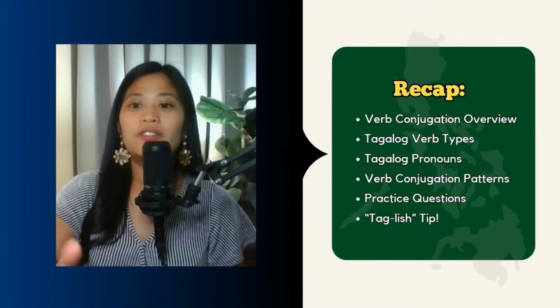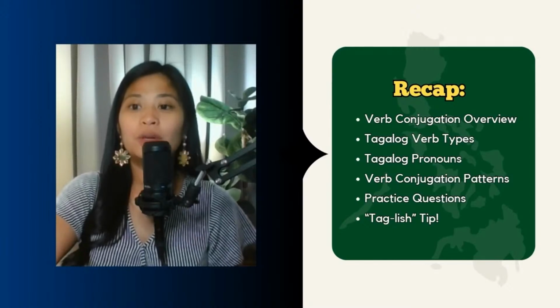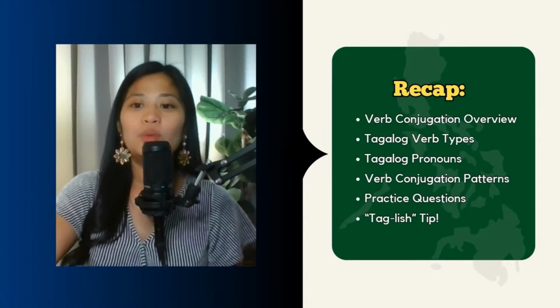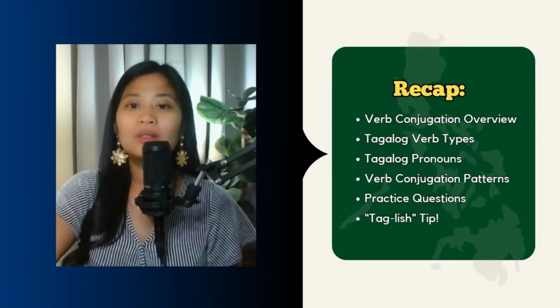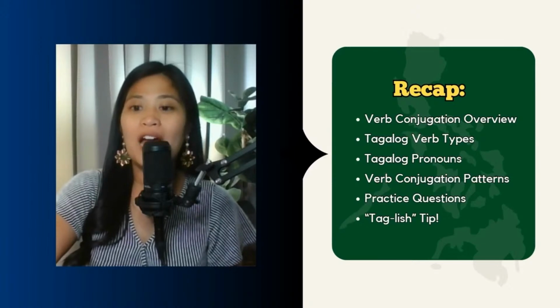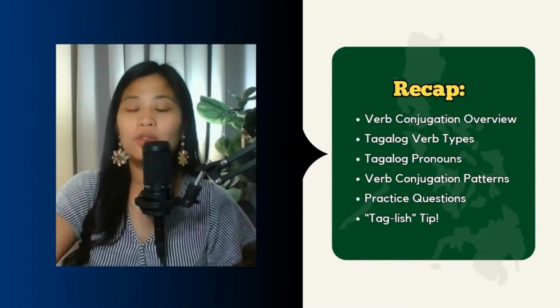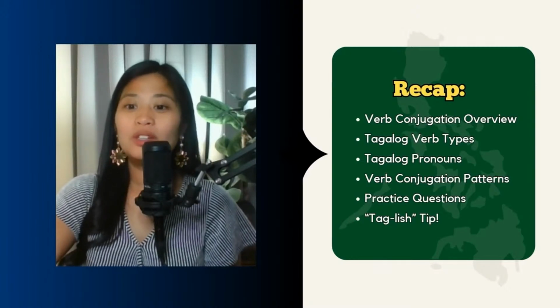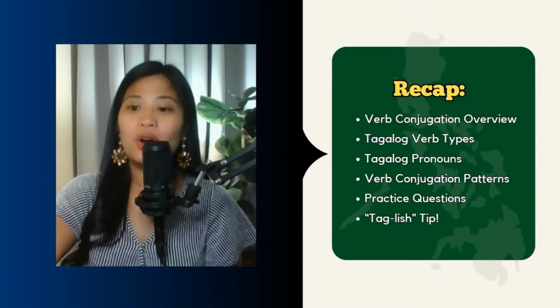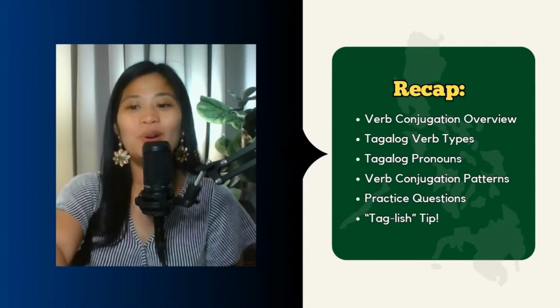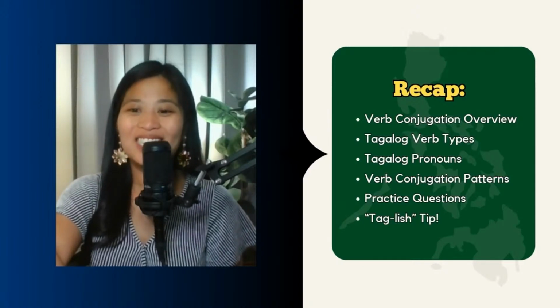Then we talked about the 5 different types of Tagalog verbs, mag, ma, in, and e verbs. Then we talked about different Tagalog pronouns, so subject pronouns for actor-focused verbs, and then possessive pronouns for object-focused verbs. Then we learned the different conjugation patterns for all of these verbs and even did some practice questions. And then we finished it off with a Taglish tip, which I hope you can start using in a conversation.